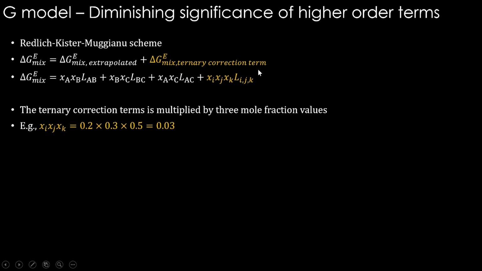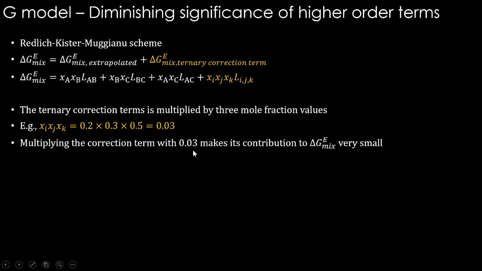This L_IJK, if it is a ternary interaction term and it is, let's say, minus 1000 joules, multiplying that with three fractions like this is going to make it 0.03 multiplied by 1000, which is just 30. So minus 1000 has become minus 30. Only minus 30 will be added to this term because of this. So that's a small contribution. Multiplying the correction term with 0.03 makes its contribution to ΔG mix excess very small.